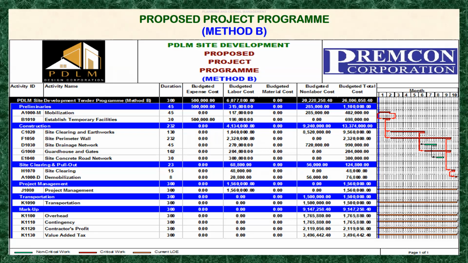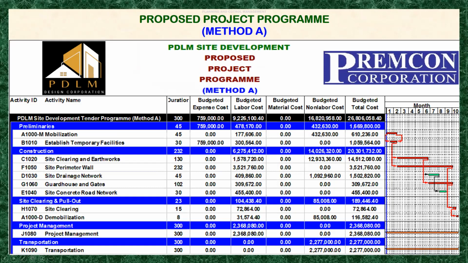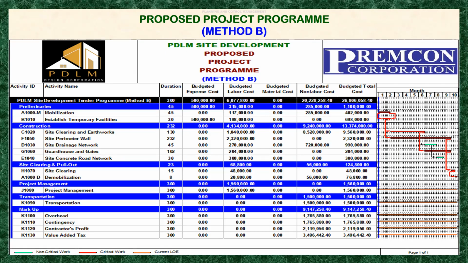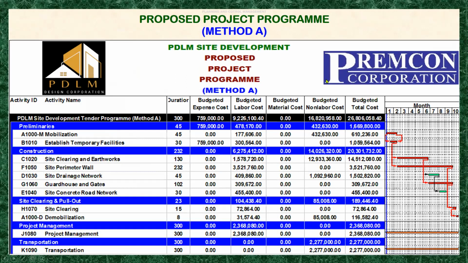So that is 26,806,058.40, and our method A is 26,806,058.40. Are they the same? 26,806,058.40, and here is 26,806,058.40.